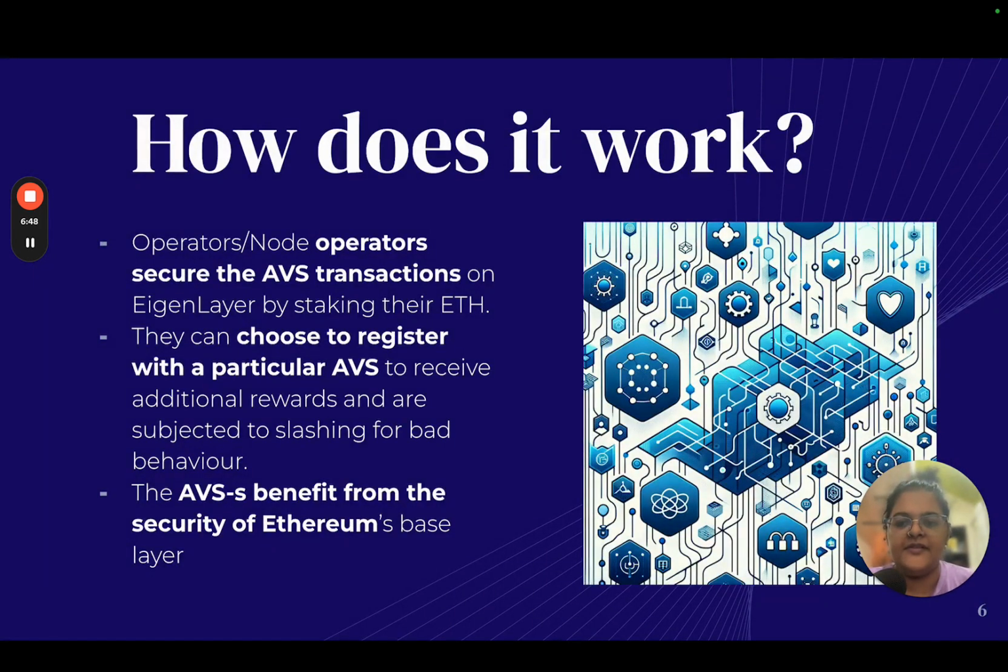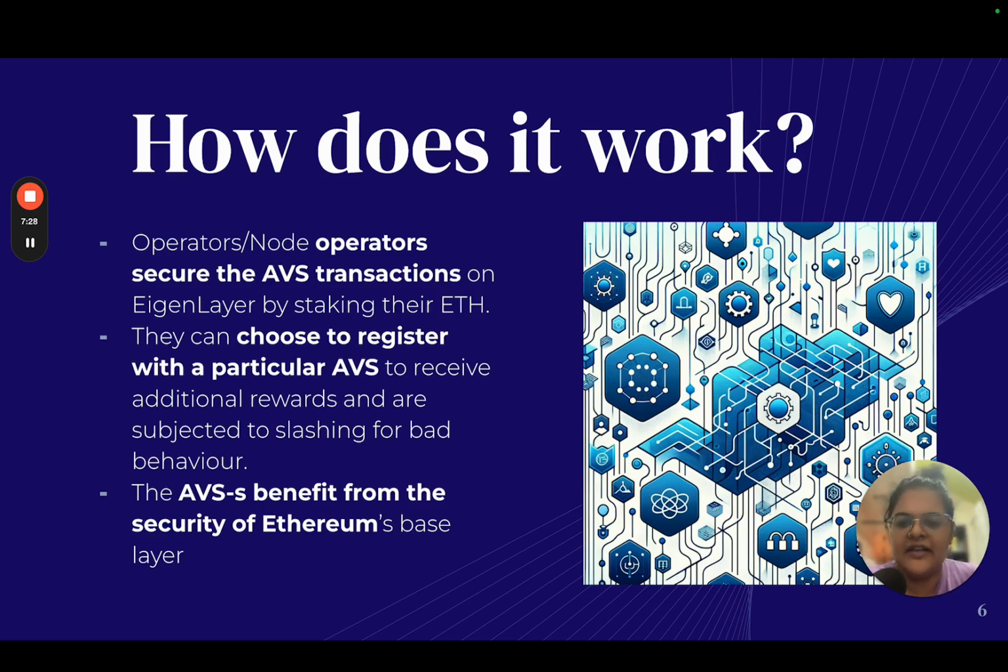So these operators, also known as node operators, will secure these AVS transactions. Remember that even in the previous slide, we saw that for AVSs, we need other validators and operators to be able to secure their transactions, right? But now they can secure their transactions by registering themselves as operators on EigenLayer by staking their ETH. Now, these operators can choose to register with a particular AVS in order to maximize their rewards, or they could just register themselves saying I am here as an operator to help any AVS that needs services of validation, right?